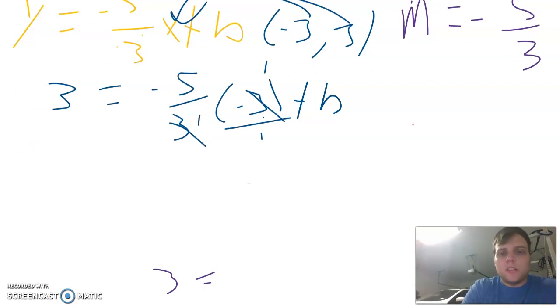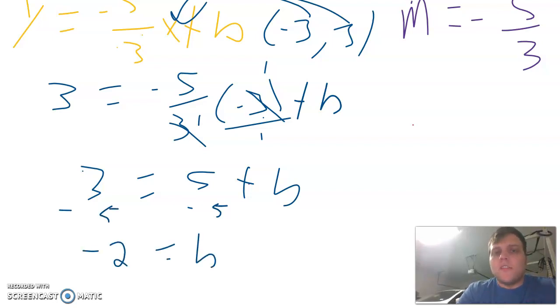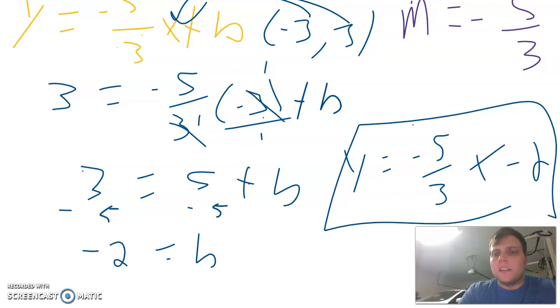Oh, I didn't erase them down here. Okay. Negative 5 times negative 1 is just 5. 1 times 1 is just 1. So 5 over 1 is just 5, plus b. Subtract the 5 from both sides, and we get negative 2. So our final answer is y equals negative 5/3 x minus 2. Boom, perfect. And we're done with those two problems.